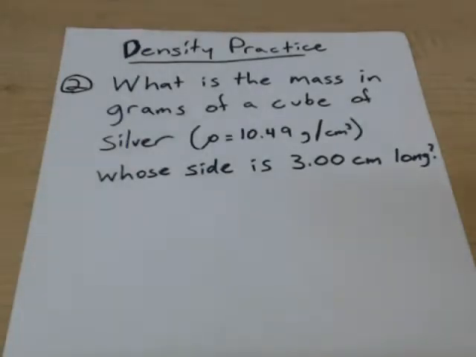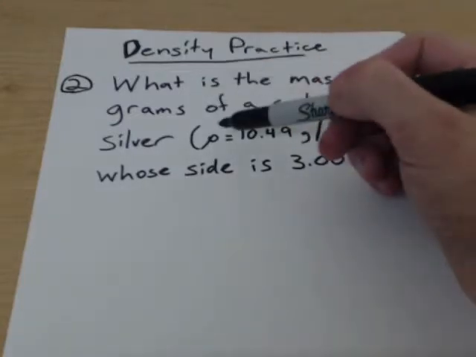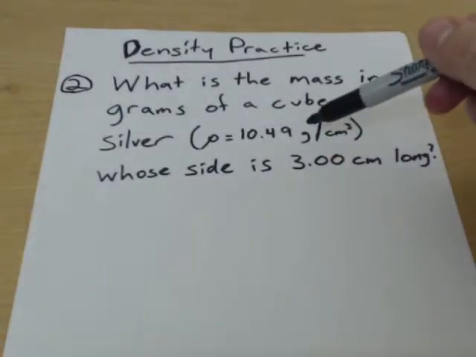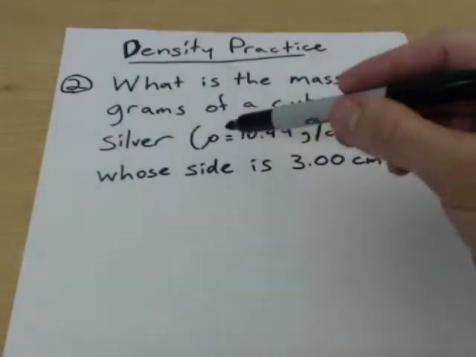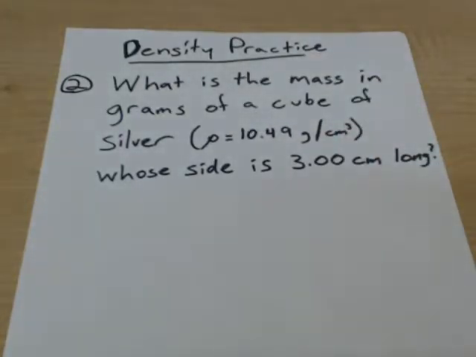Okay, our second problem. What is the mass in grams of a cube of silver whose density is 10.49 grams per cubic centimeter? Remember, this is rho, the symbol for density. And the side of that cube is 3.00 centimeters long. Okay, so this is a two-part problem.